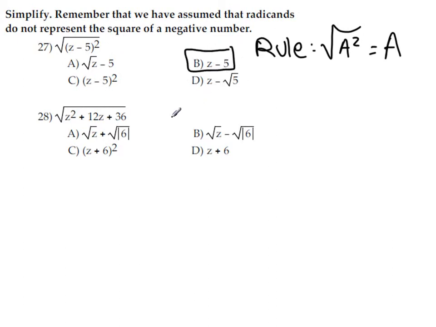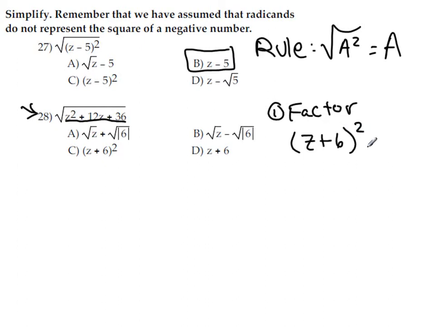Fairly nice. Now 28, not as nice. We got a little bit of work to do. We have a polynomial underneath the radical, so our first step whenever we have a polynomial is to factor. Generally you can predict these guys are going to be nice. They are perfect squares. There's a 36, which is 6 squared. 12 is 6 times 2. So this is going to factor perfectly to z plus 6, that quantity squared.